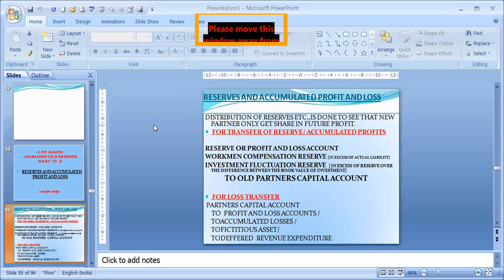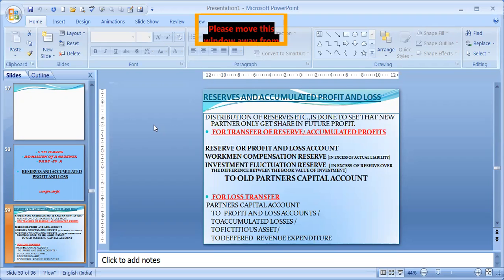Now, what is the meaning of reserves and accumulated profits? See, you understand that reserves and profits have credit balance. In order to cancel them out, we debit them. Similarly, losses have debit balance. In order to cancel them, we have to credit them. Now, why do we need to debit reserves or profits? So that we do not want their benefits to go forward to the new partner.